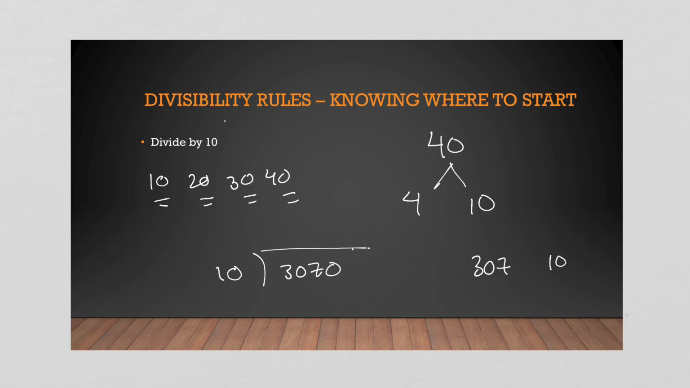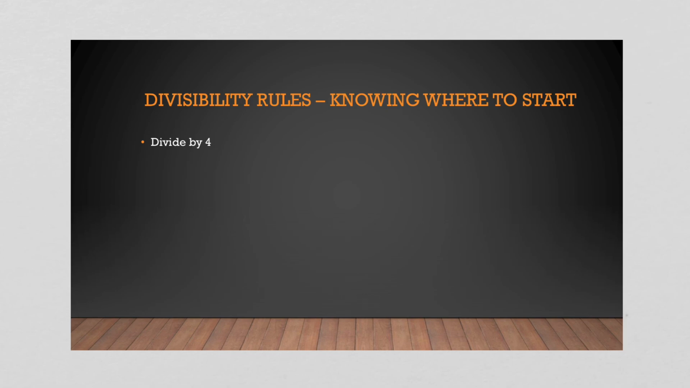But just to show you, 10 goes into 30 3 times. 10 goes into 7 0 times with 7 remainder. 10 goes into 70 7 times. So that's 2, 3, 6, 5, and 10.